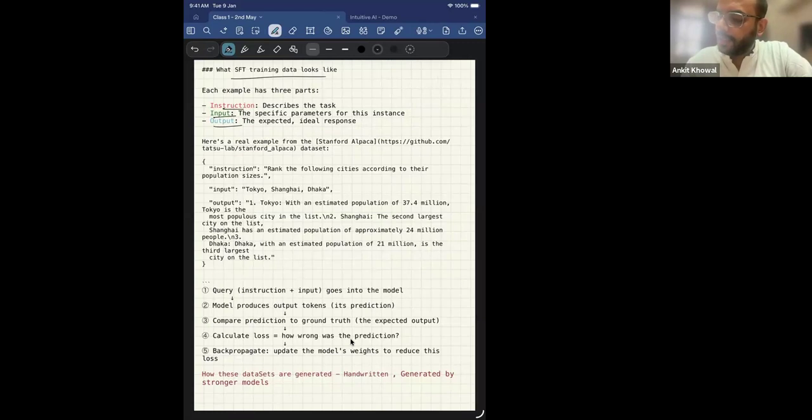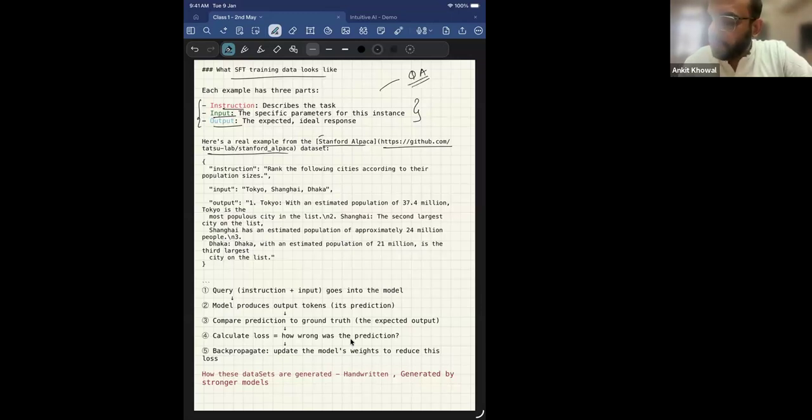So let's take an example. Different kinds of data sets can be created. One example of a data set for SFT training is called Stanford Alpaca. Stanford created this data set, and it's available over here. You can go in and check what this data set looks like. Again, this is to help the model respond in the form of a Q&A.